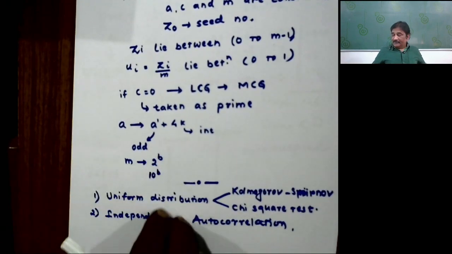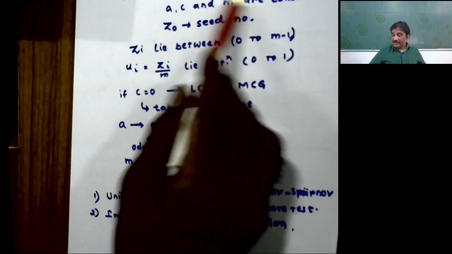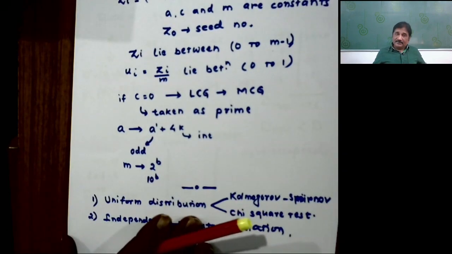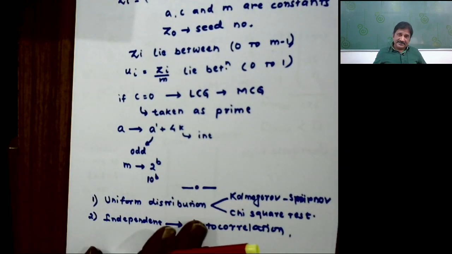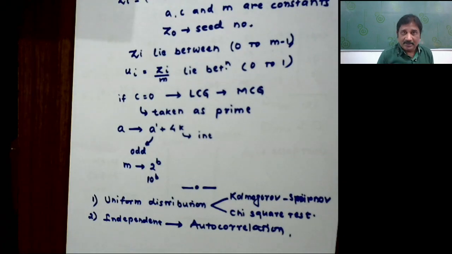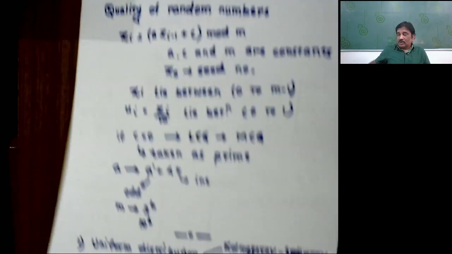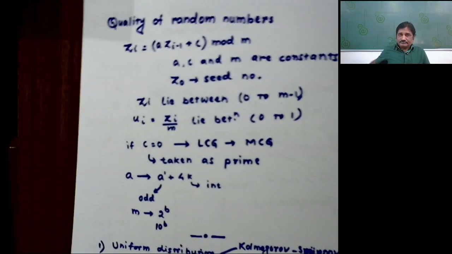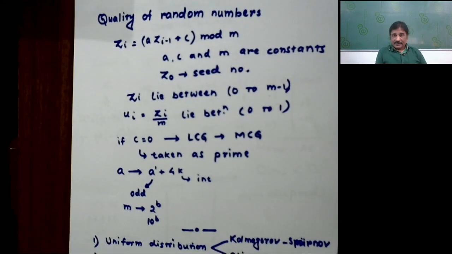So by taking these values, you will be generating random numbers, and that you have generated in the last class. What is important for this class is the quality of random numbers. How will we know that the random numbers we are generating are really random? Or is there any pattern in between the numbers?